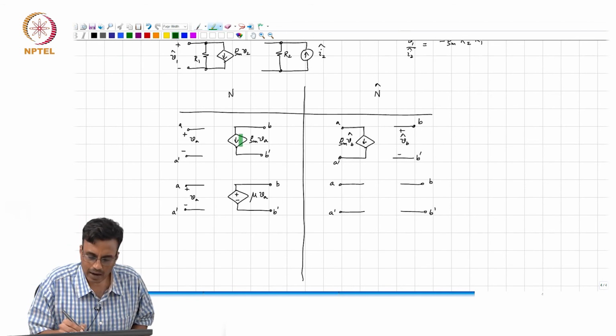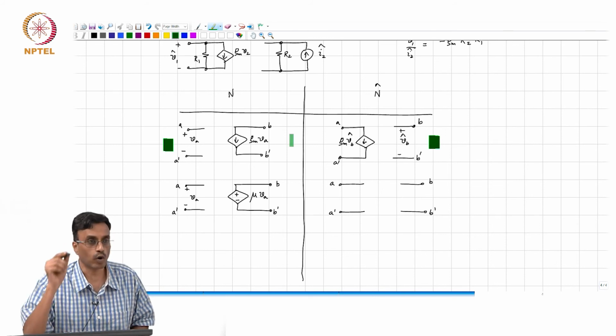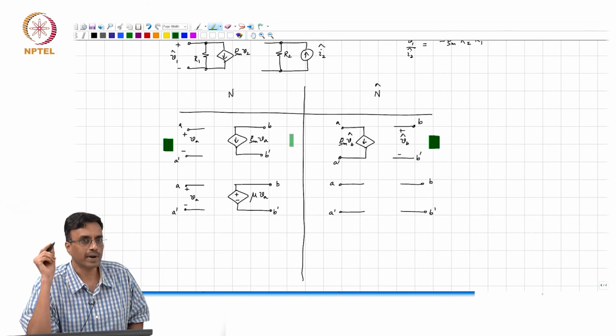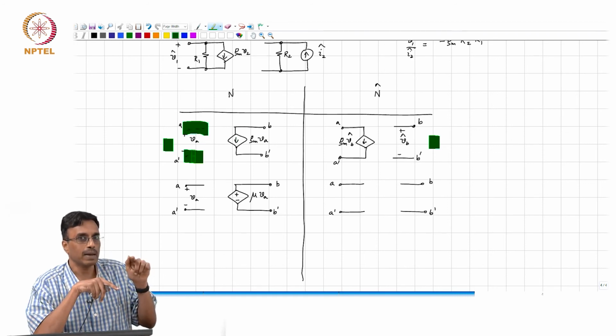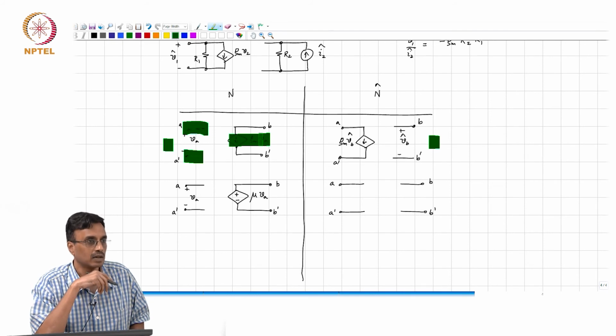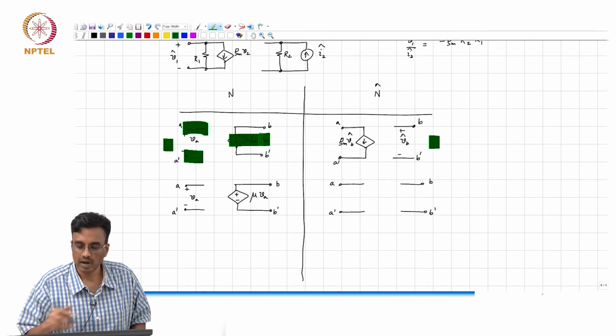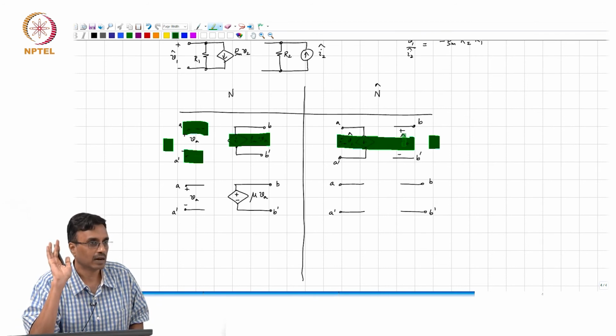Another aspect that I'd like to draw your attention to is the following. What comment can you make about the port impedances here and here? In other words, if you set GM to 0, what comment can you make about the impedance across A and A prime? Infinite, it's an open circuit, and likewise with B and B prime. And what about here? It is the same thing, correct?